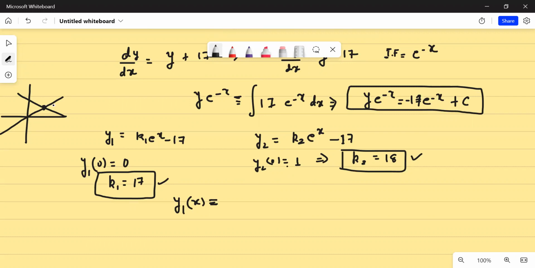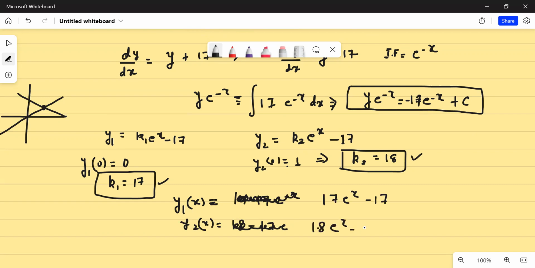One point should be common in both of the locus. So that is one thing. So what is y1x? I can write it as 17 e to the power x minus 17, and y2x would be 18 e to the power x minus 17. Sorry, my mistake.